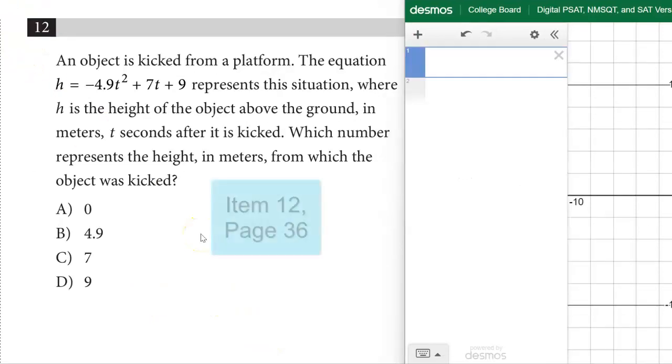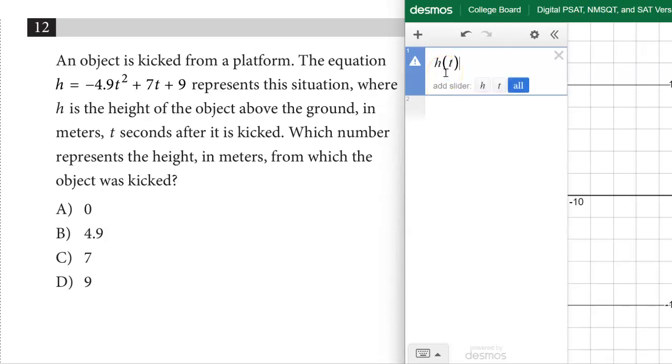The next item we're looking at is number 12, and this one is located on page 36. It's the same page. We're given an object is kicked from a platform, and the equation h is equal to negative 4.9 t squared plus 7t plus 9. H is the height, t is the time in seconds. We are going to type this in function notation. I'm going to type h of t so that I can actually get a function of t to show up in my graph.